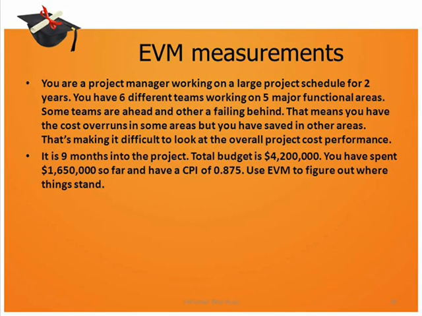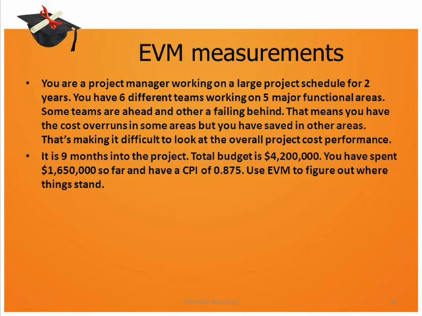Time now to look at a question to understand these forecast measurements that we just saw. So here if you see, the overall project time is 2 years or 24 months. If you see the second bullet point, it says that it is 9 months into the project out of those 24 months. So you are doing the analysis after those 9 months. The BAC is given as $4,200,000 and you have spent, which is equal to AC, and that is given as $1,650,000. You have got a CPI after 9 months of 0.875, which obviously means that you are over budget. You have spent more and earned less.